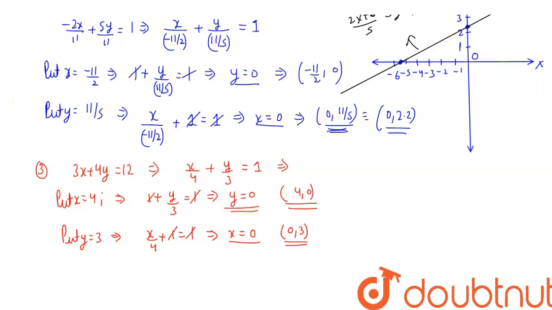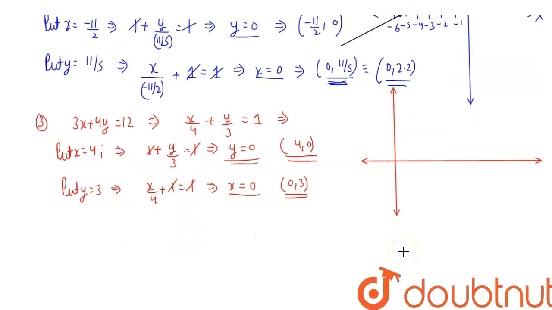Now we are going to plot the graph here. So let us say that this is the x-axis, and here let us say that this is the y-axis, like this. So these are the two axes which we have got. Let us name them. This is the origin (0, 0), this is x, and this is y.